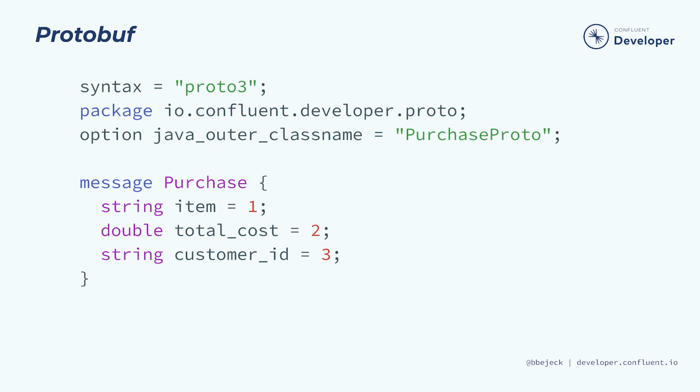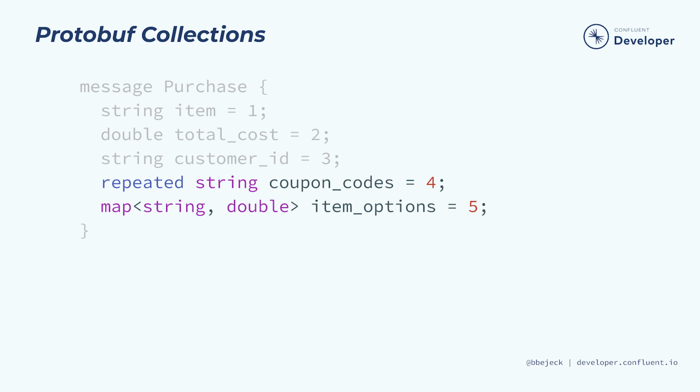Protobuf also supports more complex field types. So let's take a look. In Protobuf, you may use collection types like a list or a map. Let's use these to add a couple of fields to the purchase message. To use a list, you use the repeated keyword. And in Java, this will just translate to a list. For a map, you use the keyword map. But before you get too wild, note that the key of this map can only be a string or an integer type. The value can be any type, just not another map type.